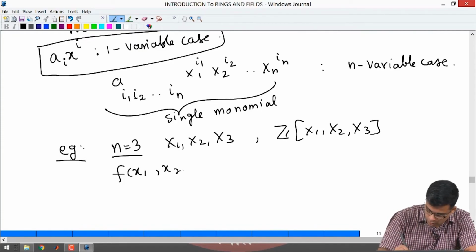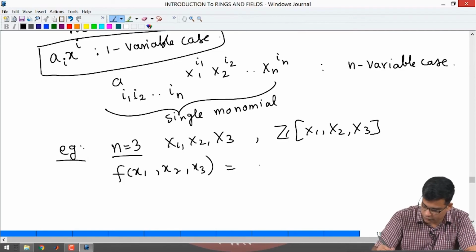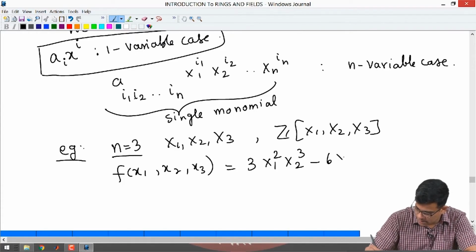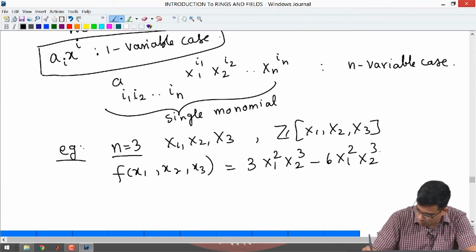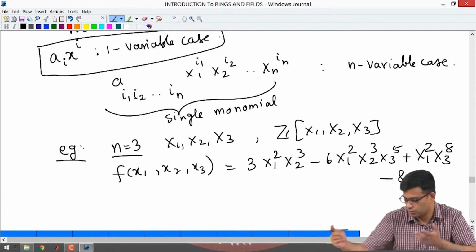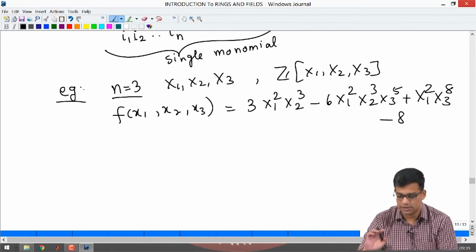So, f of x1, x2, x3 will be, an example of such a polynomial will be, let us say 3 x1 squared x2 cubed minus 6 x1 squared x2 cubed x3 power 5 plus x1 squared x3 power 8 minus 8. I am just randomly writing something. So, several such things together.